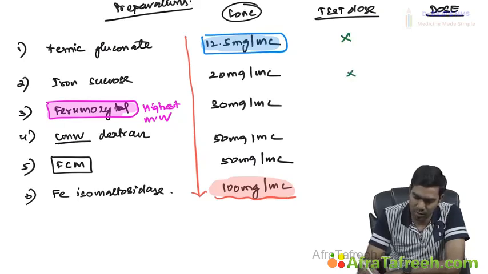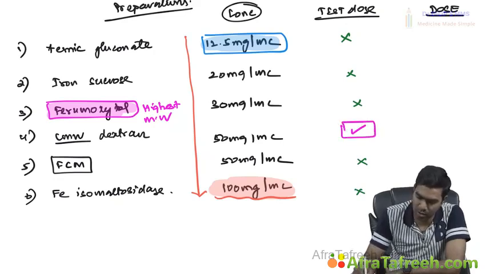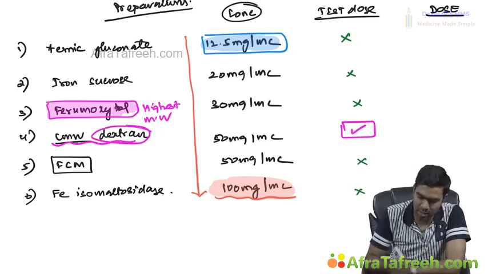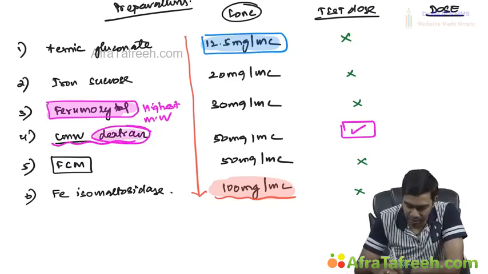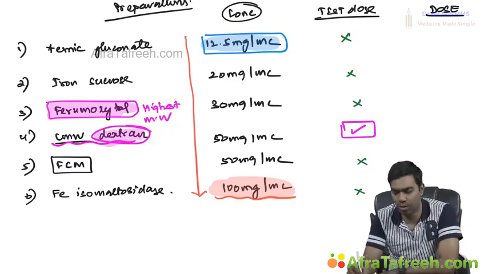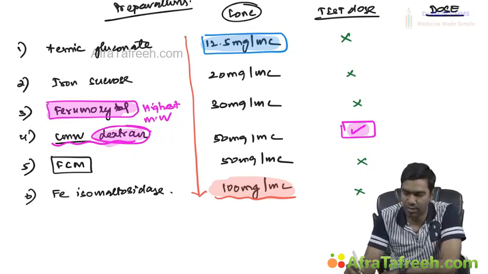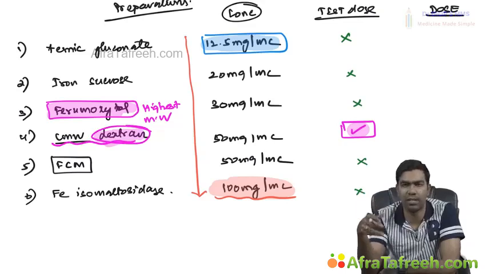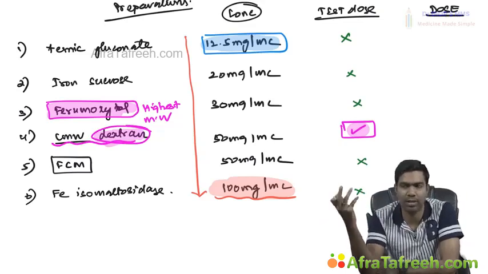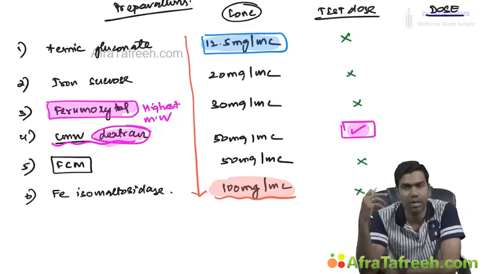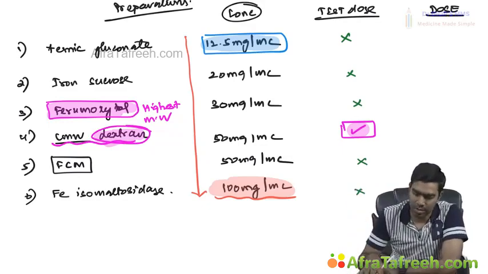So test dose, typically not required for gluconate, not required for sucrose, not required for ferrumoxytol, not required for FCM, not required for isomaltodextrin, but you need a test dose for dextran. Dextran-based compounds definitely need a test dose. There is no doubt about that. Usually we give some 25 milligram of iron initially as an infusion and see for reactions, and if they don't develop any reactions, then you can go for further infusions. This is the test dose.